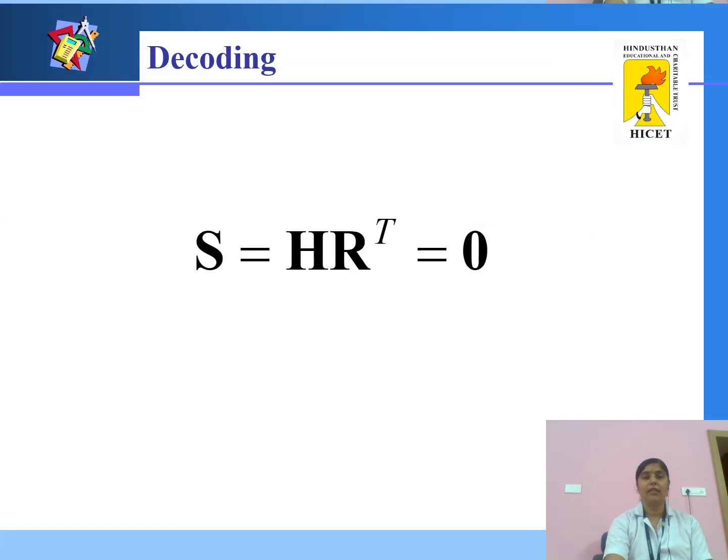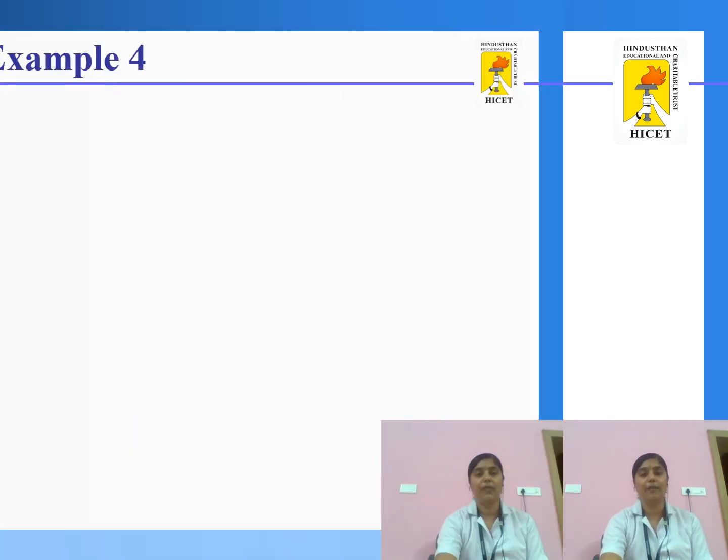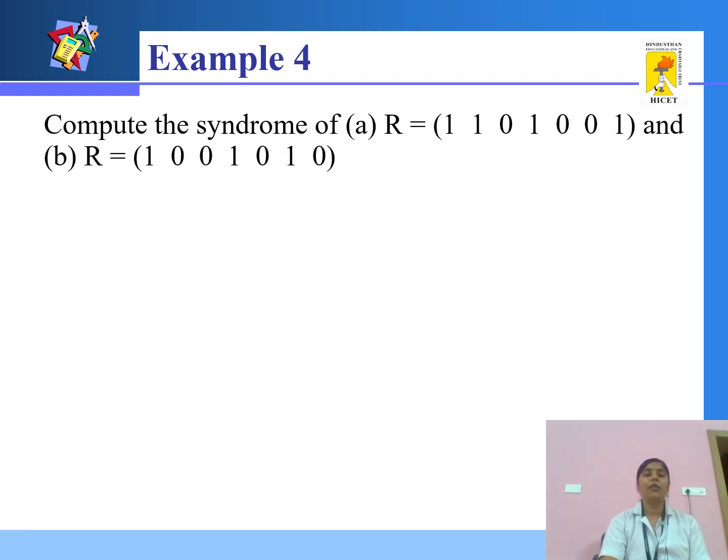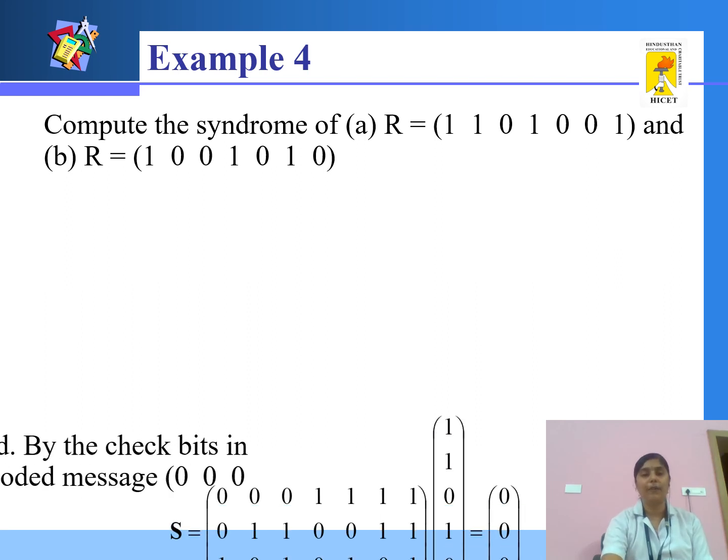Next, decoding. We use this concept for decoding: S is equal to H into R transpose, which is equal to 0 for a code word. We move on to the example. Compute the syndrome of subdivision A and B. For A, R is equal to 1, 1, 0, 1, 0, 0, 1 and for B, R is equal to 1, 0, 0, 1, 0, 1, 0.